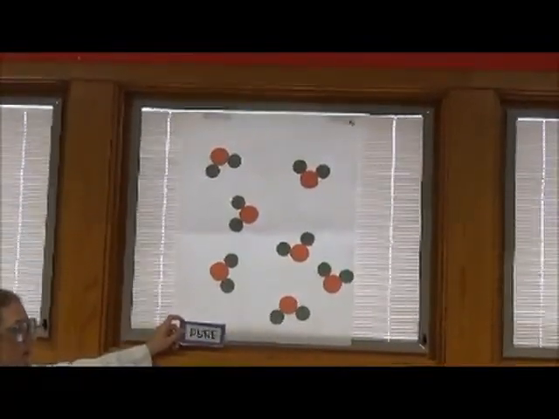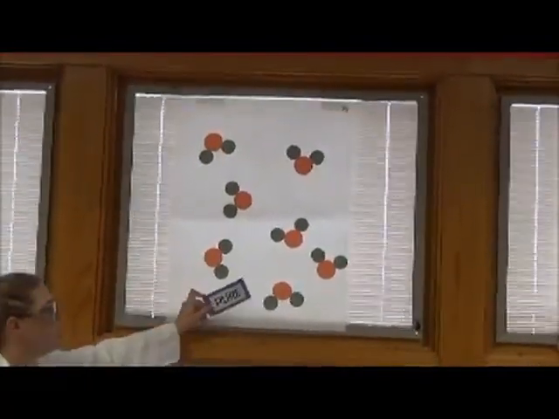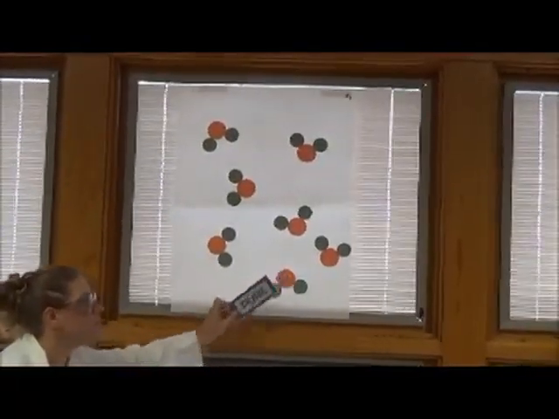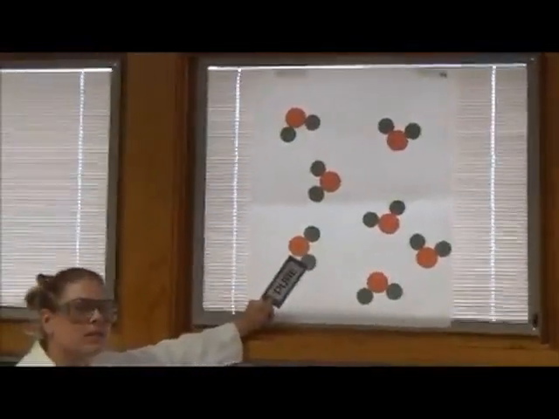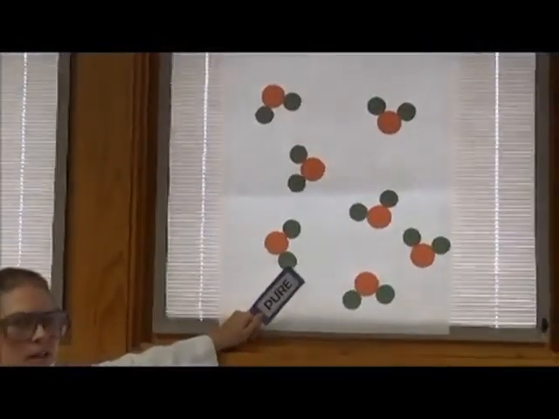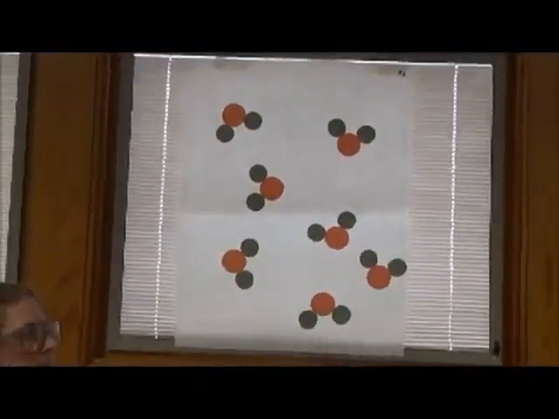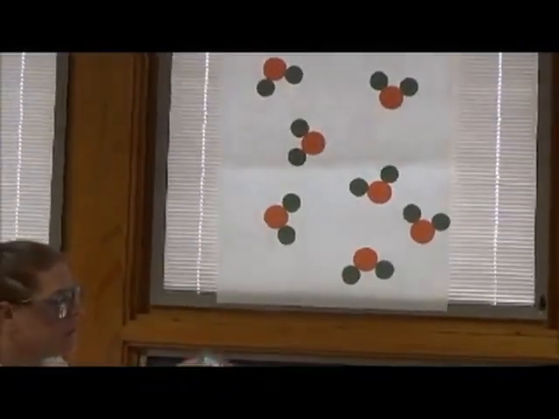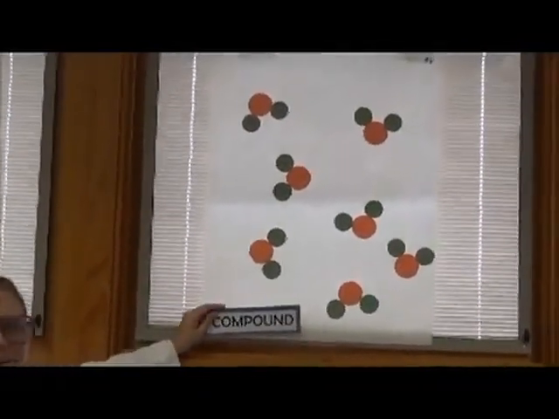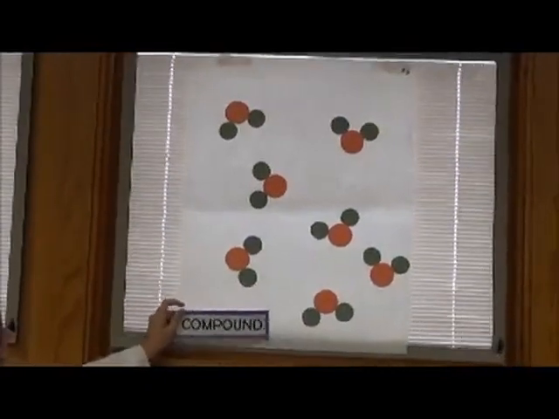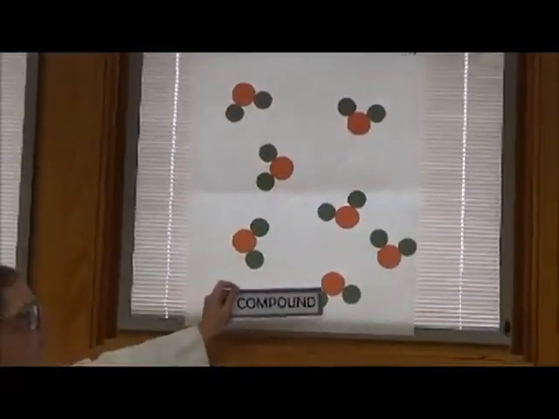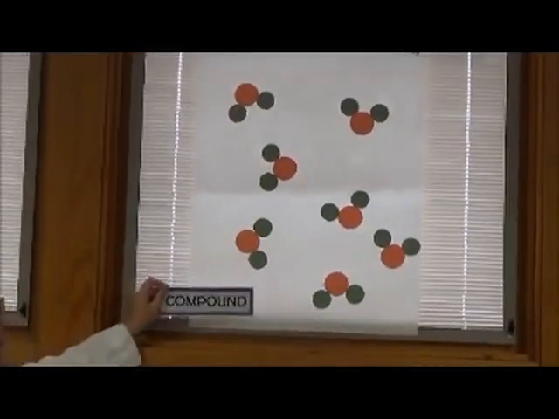But now what we have is a combination of two or more different types of atoms that are bonded together. Different types. Notice that they're different: orange and green. See that? That forms a compound. So it's like a compound word. Different types, yes.